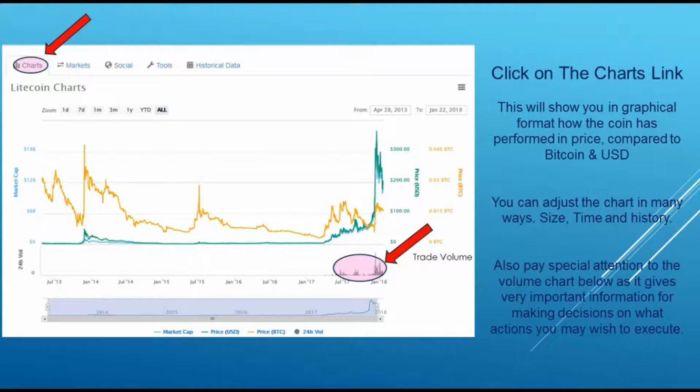You can adjust the size of the chart in many ways, and you can go back in time and also see the history by manipulating it. At the very bottom, you also can see the volume of trades that are coming in, which is a very important factor when you're making decisions. And you'll notice when there's more volume, there's usually a bigger increase going up, and also can be, when there's more volume, a bigger decrease coming down faster.